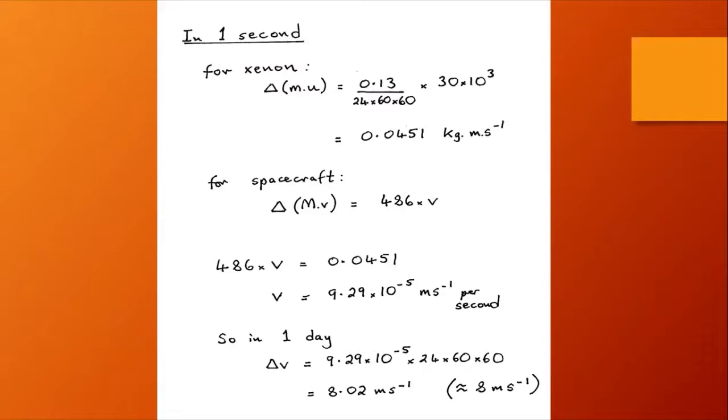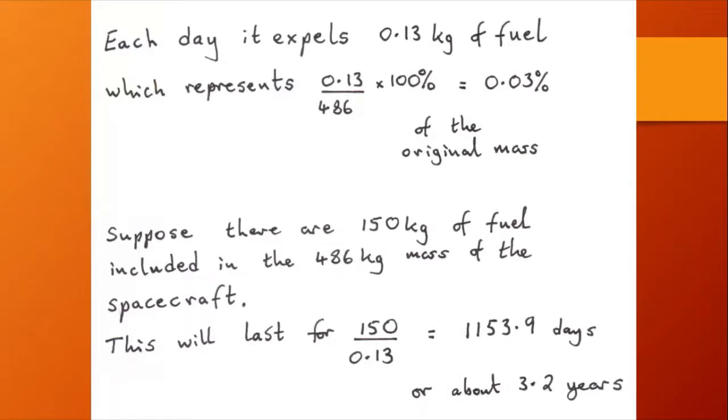Okay, now we've done well so far, but let's take this question a little bit further. Each day, this spacecraft will expel 0.13 kilograms of fuel, and that represents 0.03% of the original mass. It's not much per day. I suppose there are 150 kilograms of fuel included in the 486 kilogram mass of the spacecraft. It should last for quite a few days, or if we work it out, about 3.2 years.